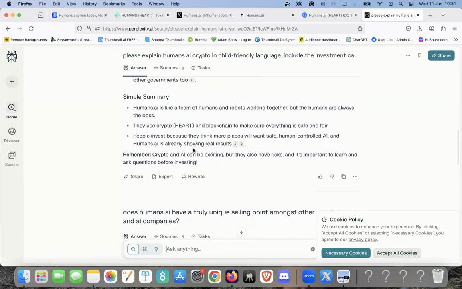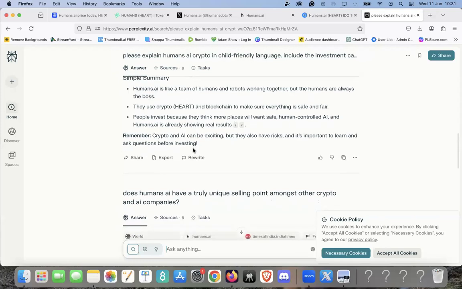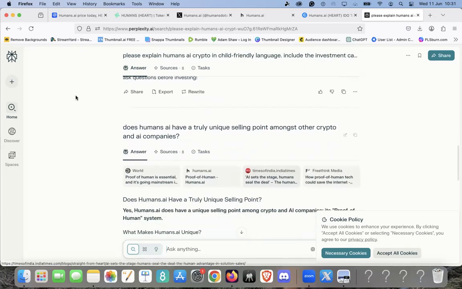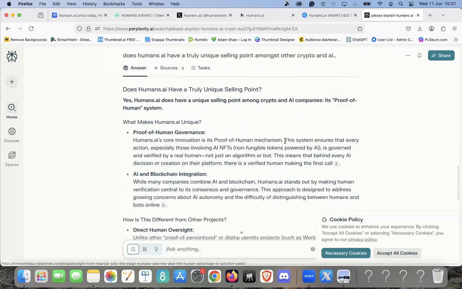So this is encouraging. They've acquired a company, they're working with the Romanian government. And the simple summary: Humans AI is like a team of humans and robots working together, but the humans are always the boss. They use crypto and blockchain to make sure everything is safe and fair. People invest because they think more places will want safe, human controlled AI, and Humans AI is already showing real results. So I did ask, does Humans AI have any truly unique selling point amongst other crypto or AI companies?